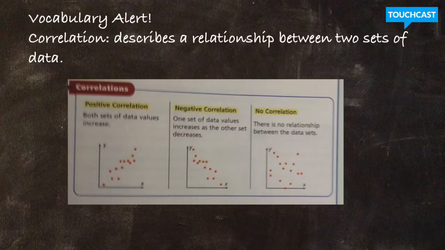There's positive correlations, where both sets of our data values increase, negative correlations where one set of data values increases and the other decreases, just like in our first example. The years increased, but the number of species added to the list decreased. So that was a negative correlation. And then there is no correlation, where we can't tell if there's a relationship between our two sets of data.